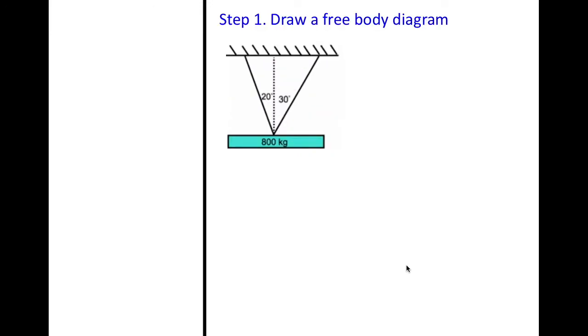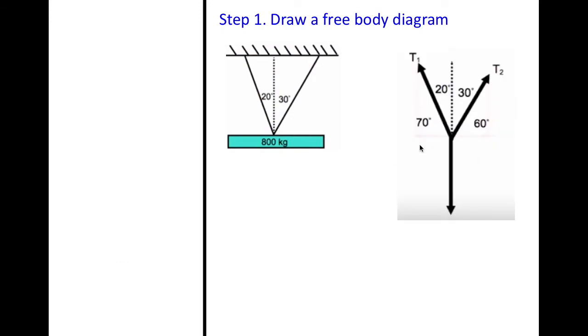So step 1, you want to first draw a free body diagram of the picture. So this is the picture, but we're going to put this into a little bit more user-friendly mode. Here is our free body diagram. So notice that my body is a very tiny point where the vectors are coming from, showing the tension in rope 1 and rope 2, and then the mass, which is 800 kilograms of the beam.